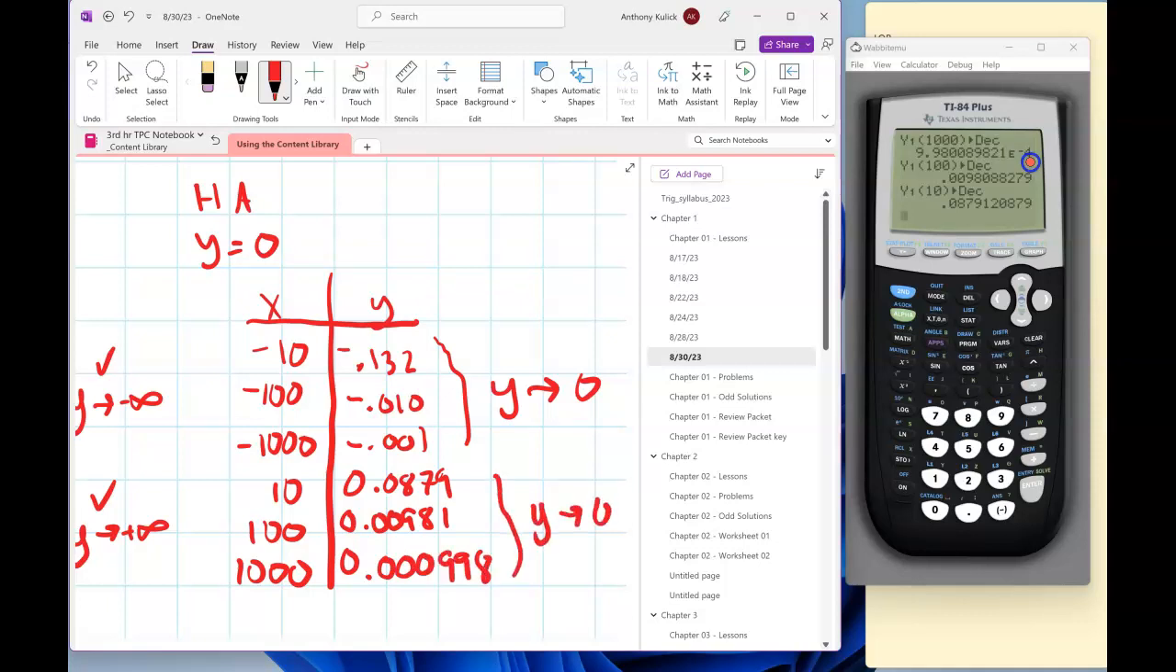Again, taken together, that looks like that stuff's heading to 0. And since both ends are heading to 0, that tells me that I have that horizontal asymptote at y equals 0.